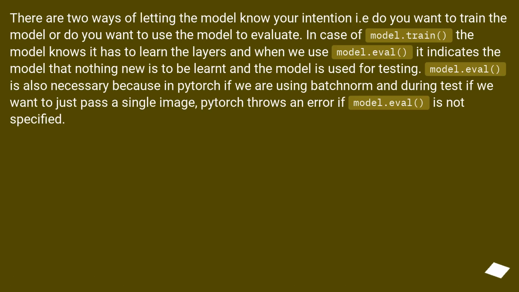There are two ways of letting the model know your intention, i.e., do you want to train the model or do you want to use the model to evaluate. In case of model.train, the model knows it has to learn the layers, and when we use model.eval, it indicates to the model that nothing new is to be learned and the model is used for testing.